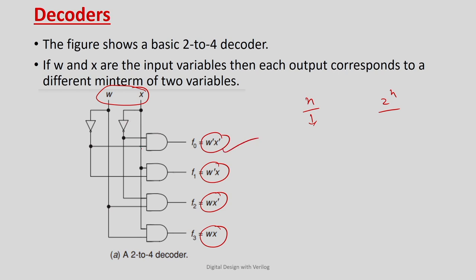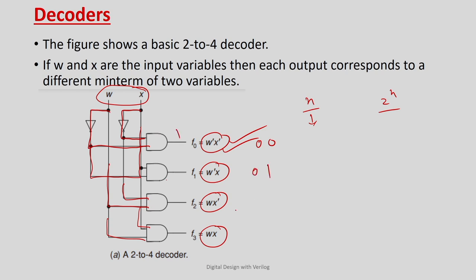If you see here, I am connecting x bar and I am connecting w bar, so it is basically w bar x bar. Here, I am connecting w bar and x. Here, I am connecting w and x bar. Here, I am connecting x and w. So, if the values of w and x are both 0, then this will be 1.